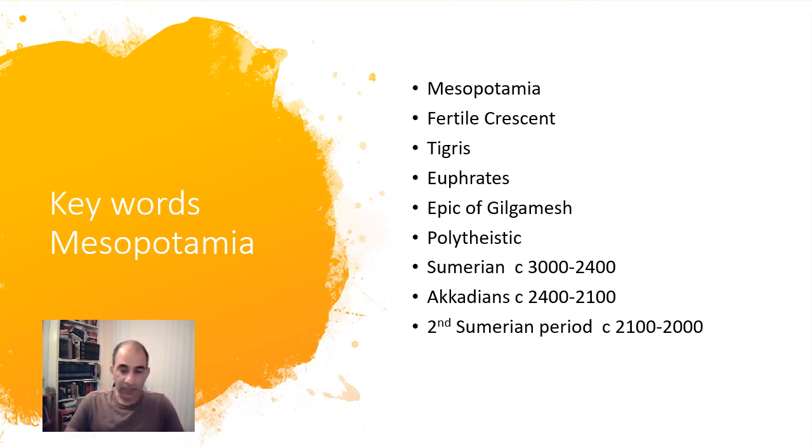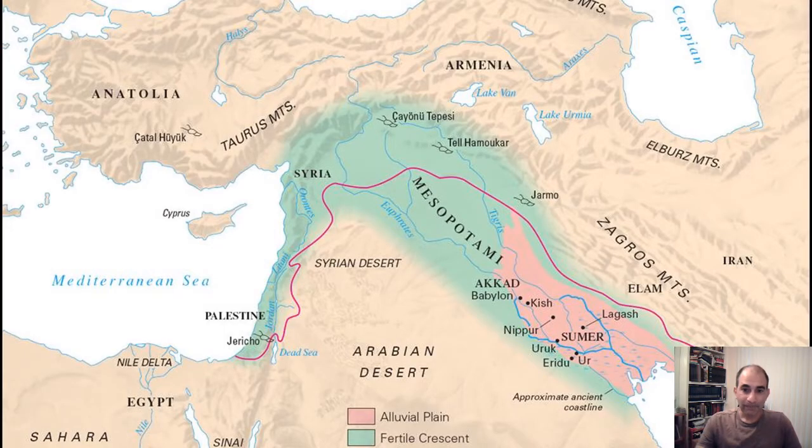So go ahead, write them all down, pause if you need to, and then these are the key words for Mesopotamia, where civilization in the Middle East begins. All right, here we go. All right, so this is a good map, and this is a map that's going to kind of illustrate where civilization starts and why it starts here.